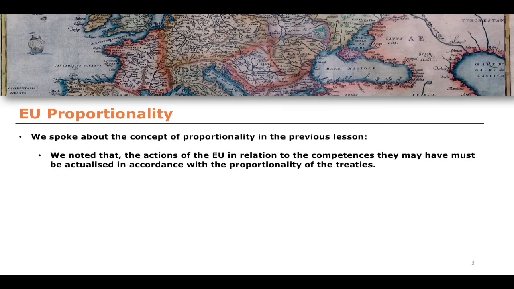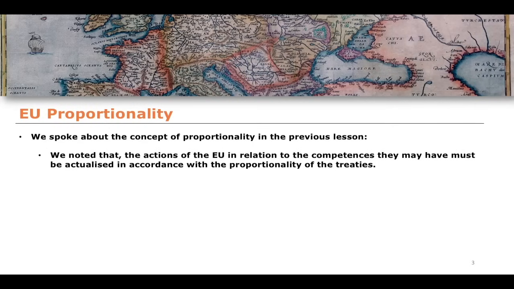So the concept of competence is essentially asking the question of in what policy areas does the European Union have the ability to create law? The idea of proportionality is that given those areas, does the measure in question that is being created fit in line with the purpose of the treaties?